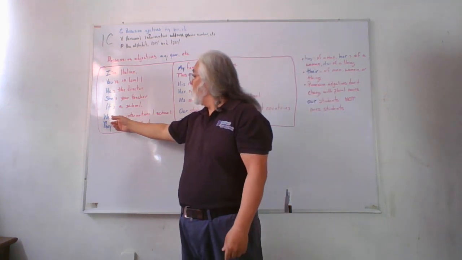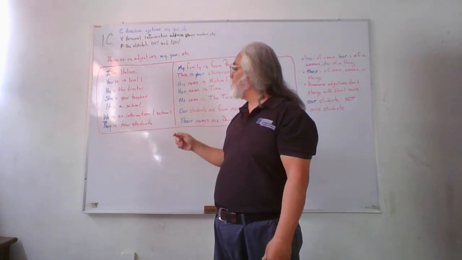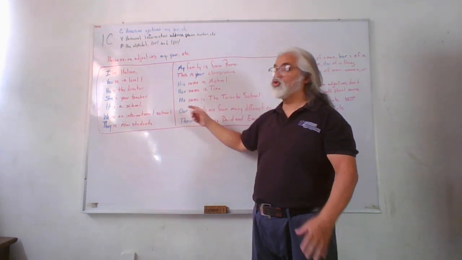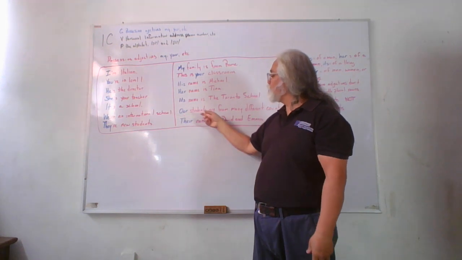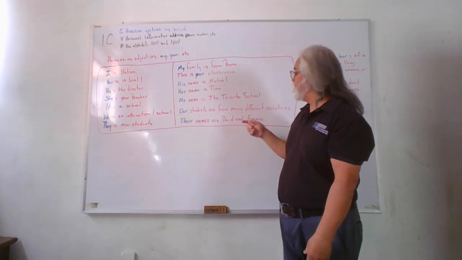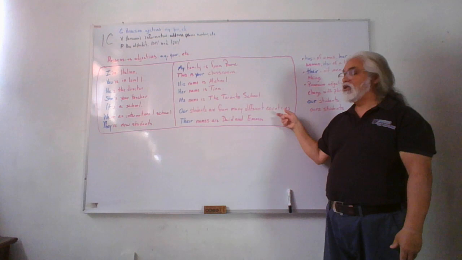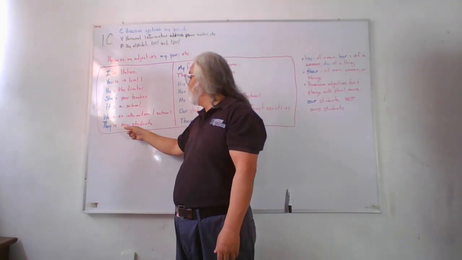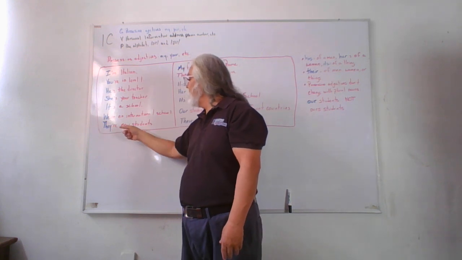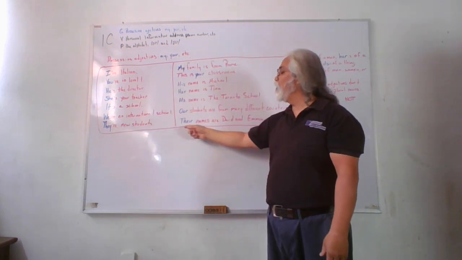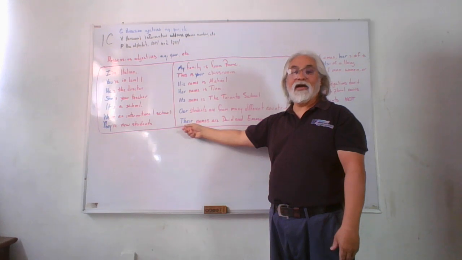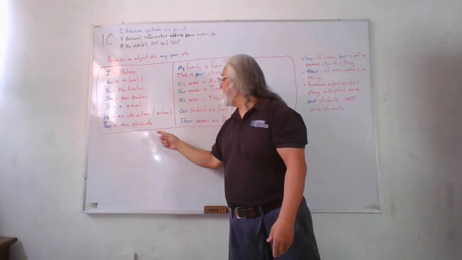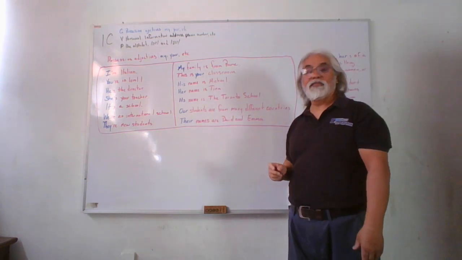Okay, we're an international school. Possessive adjective changes to our. Our students are from many different countries. They're new students. They are, their new students. Changes to their, with T-H-E-I-R. Their names are David and Emma. They're new students. Their names are David and Emma. Okay?